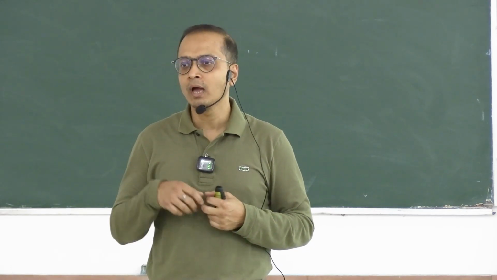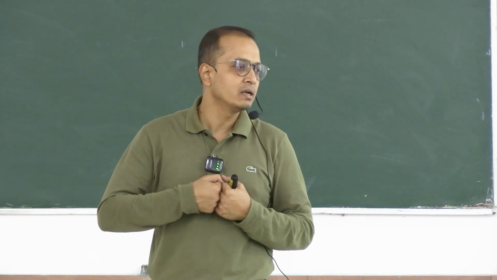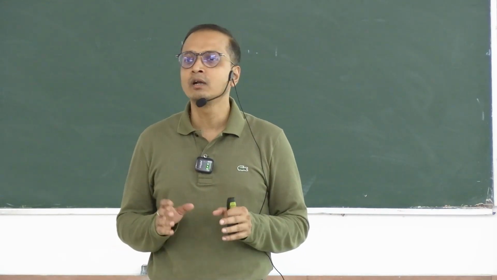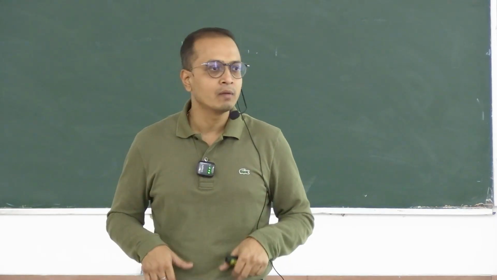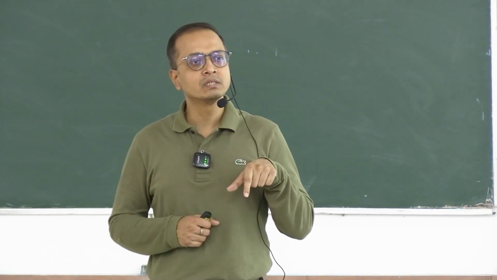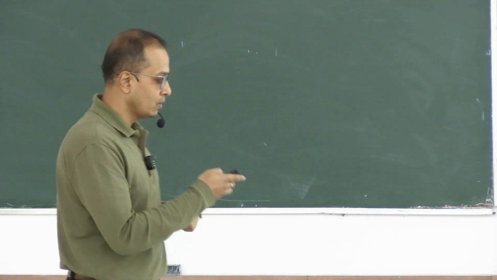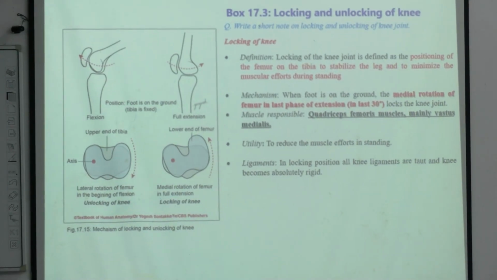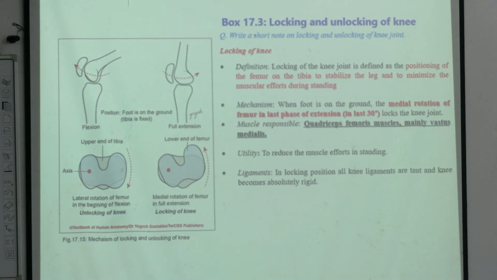What is happening here? The femoral condyles and the tibial condyles are in contact with each other, and all the leg muscles are in tone but resting. I am not doing any muscular exercise, despite standing. This position we call the locking of the knee joint. What do we mean by locking? This is the definition we have to write. Locking of the knee joint, by definition, is the positioning of the femur on the tibia to stabilize the knee joint and minimize the muscular effort during standing. This is the definition.